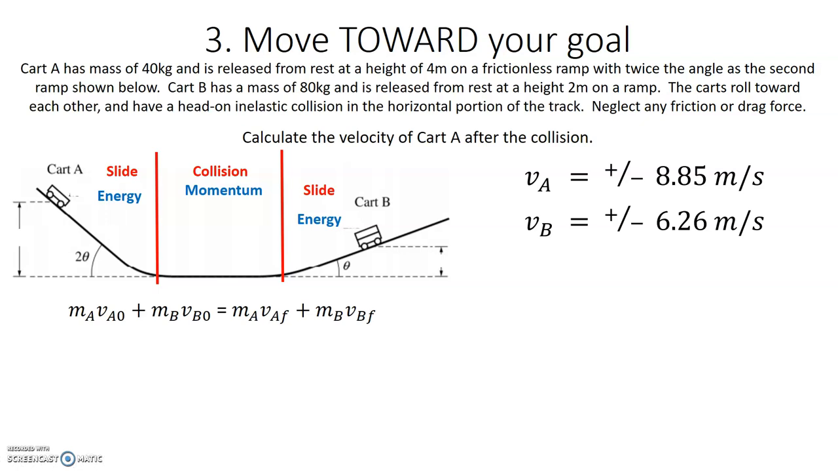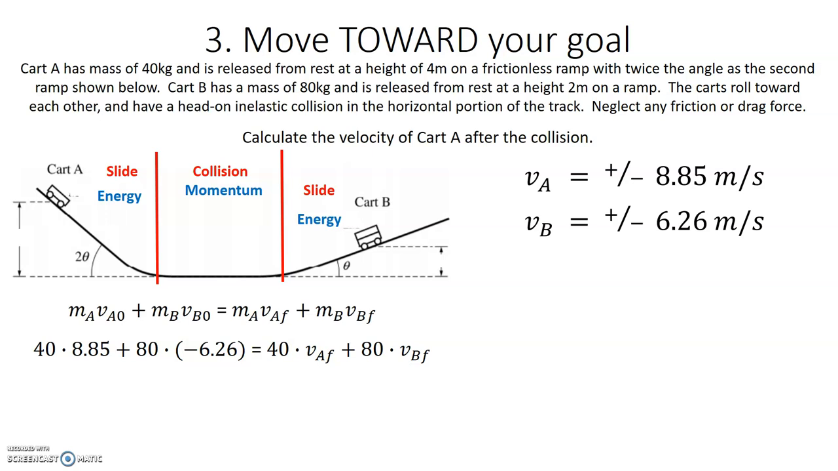And I am going to start plugging in some numbers. I know the mass of cart A. The velocity of cart A, I need to make a choice. It is either positive 8.85 or negative 8.85. Since cart A is going to the right, I'm going to keep that velocity as positive. Cart B has a mass of 80 kilograms and is going to the left, so I'm going to assign its velocity as negative 6.26.